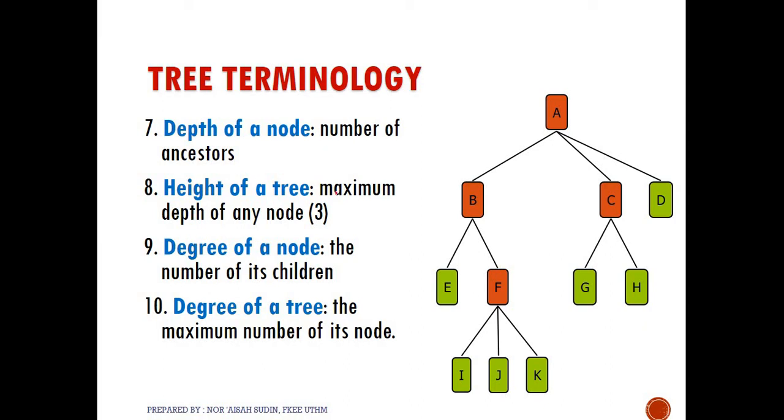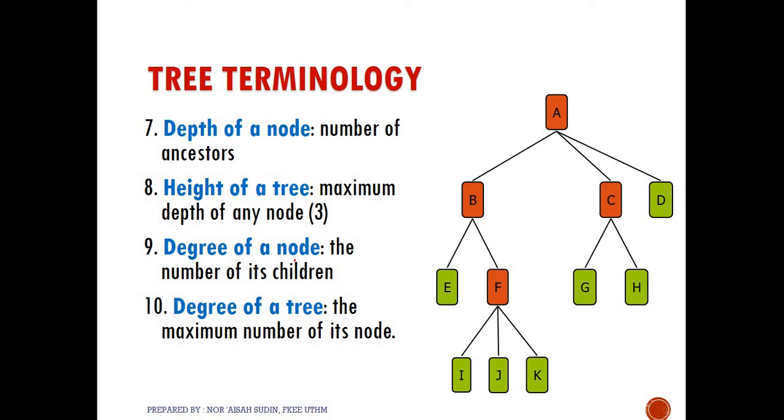Okay, what about the height of a tree? The maximum depth of any node. So, for example here, what is the height of node F? This is the height of F, but what about the height of a tree? So it's 1, 2, and 3. So that's why we got 3 as the height of a tree.